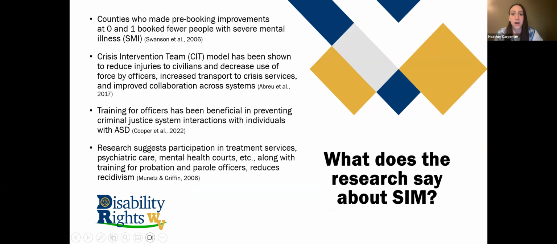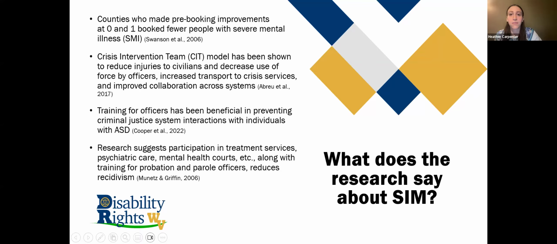So, looking at what the research is saying, I personally did a lot of research on this when I was with Disability Rights, so I find it really interesting, and I've seen a lot of research about the effectiveness, and it seems to do really well for people. Counties who made pre-booking improvements at intercepts 0 and 1, so that's prevention, crisis lines, that type of stuff, booked fewer people with severe mental illness. This is due to changes made in the preventative and community services.